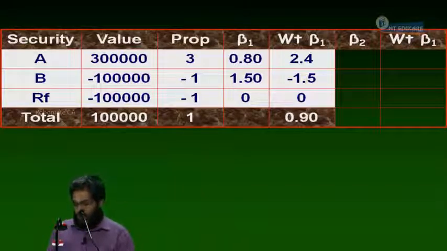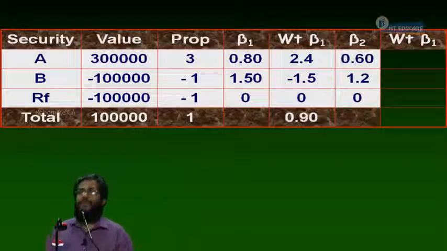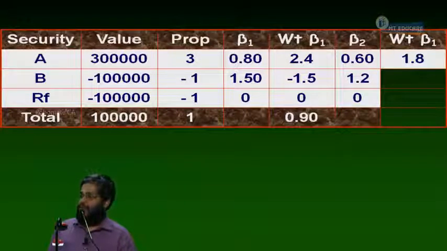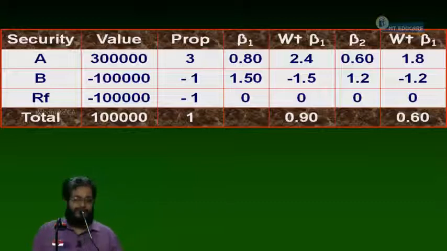Factor beta 2. What is factor 2 beta? It is 0.6, 1.2, 0. That is 3 into 0.6, 1.8, minus 1.2, 0, gives 0.6. I hope everybody is comfortable or not?